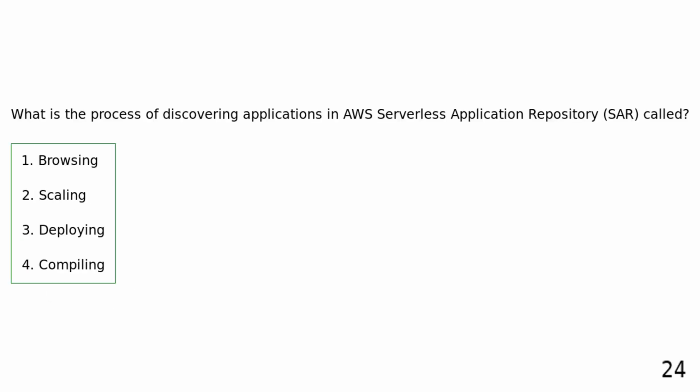What is the process of discovering applications in AWS Serverless Application Repository called? Browsing. Scaling. Deploying. Compiling. The process of discovering applications in AWS Serverless Application Repository is called browsing.